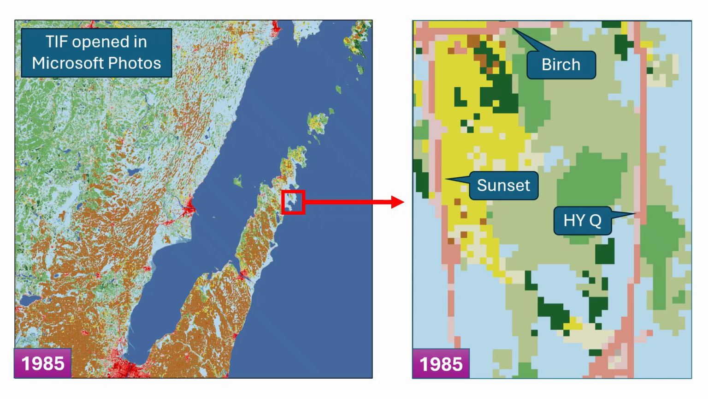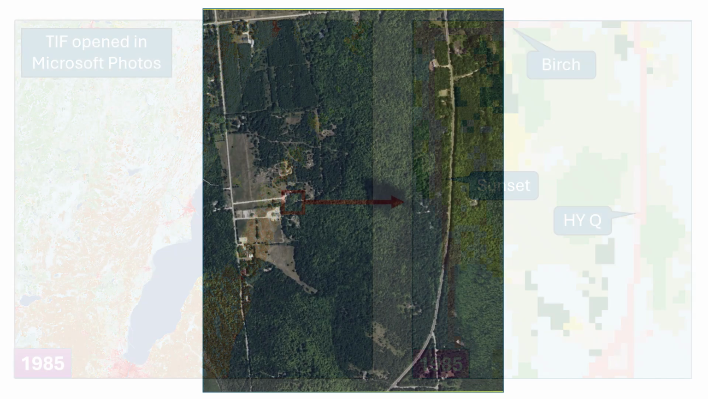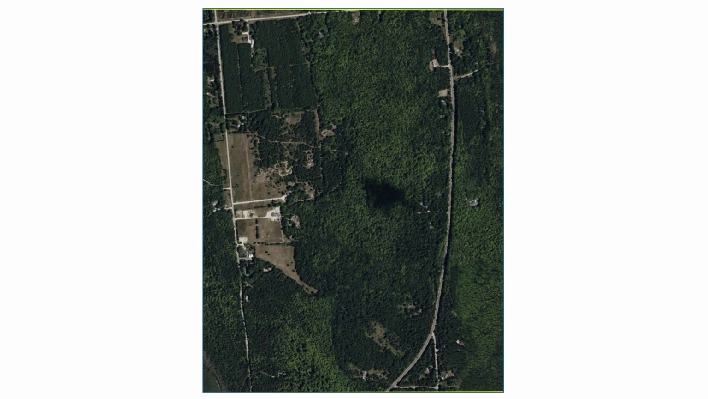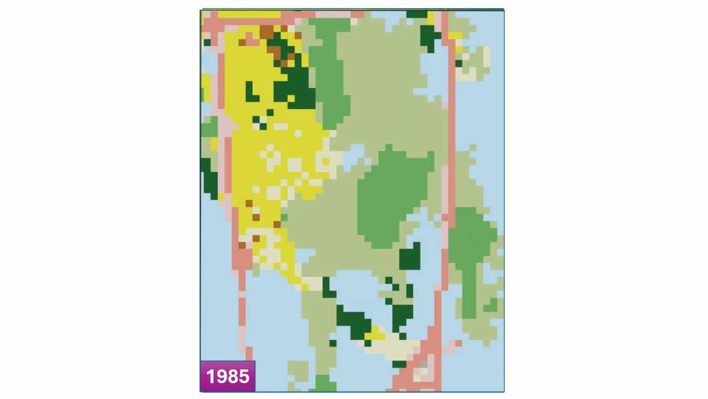Okay, so what are we looking at? Well, here's the region we zoomed in on, and here's the NLCD image, but what do the colors mean?